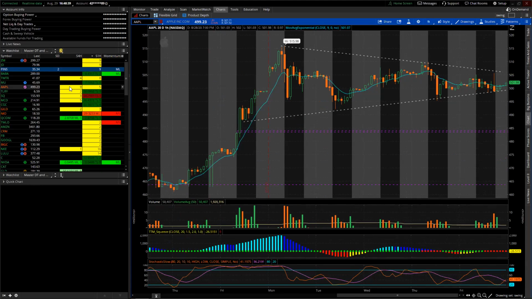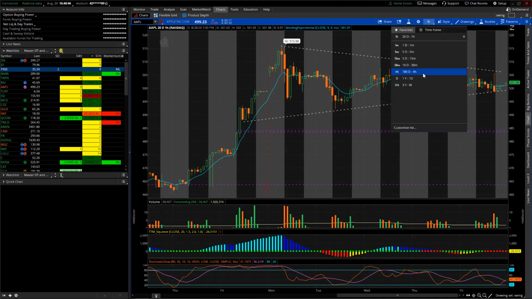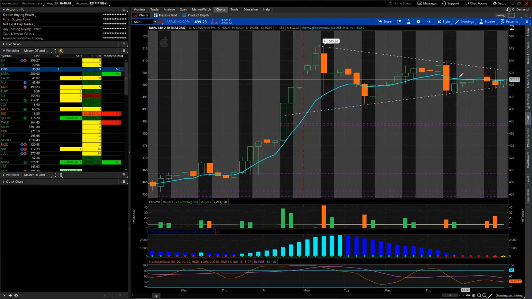And we see that Apple's in a 9-period squeeze on the 4 hour. So let me go here to this chart. We have an even bigger squeeze on the 4-hour time frame. What this is telling me is when Apple breaks, it's going to have a nice run.